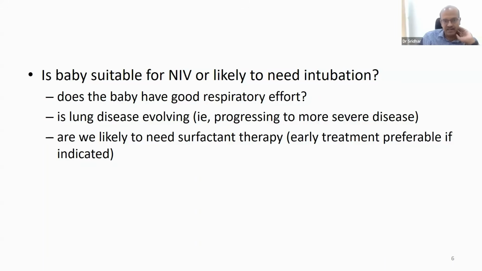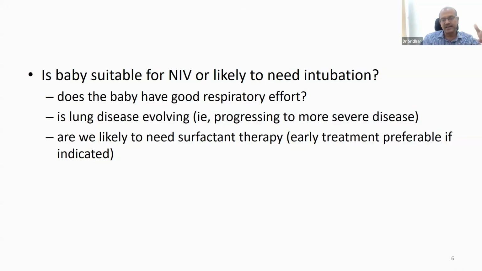The next question is, is the lung disease evolving? So if you're talking of a baby with RDS, the disease is obviously going to evolve. So you need to be watching the progress and intervene quickly if there is acute worsening. That's why the European consensus and other guidelines for management of RDS have clear guidelines as to when you need to give surfactant and when you need to consider invasive intubation and management.